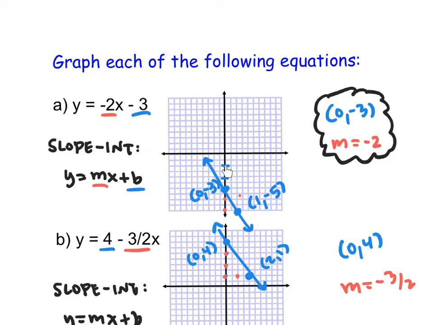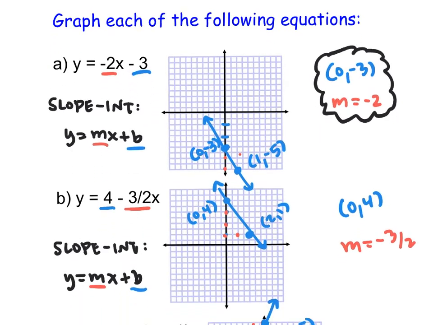So here's the point (0, -3), and a slope of negative 2 means we would travel down 2 units and right 1 unit. I've located this point (1, -5), and I sketch a line going through both points. This is the graph of the line y equals negative 2x minus 3. Okay, let's continue on to part B.